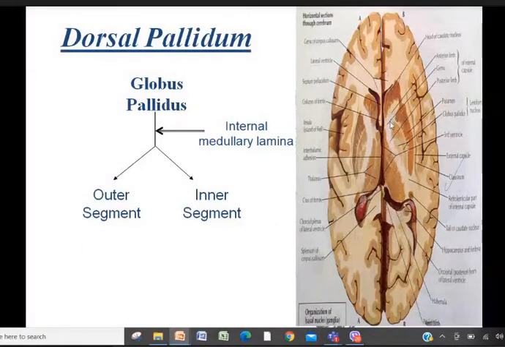Now this is the internal capsule. This is anterior limb, this is genu, this is posterior limb, and this is thalamus. So this is the section, and you have to see the rostrum also. So this globus pallidus is divided by internal medullary lamina into outer and inner segment.